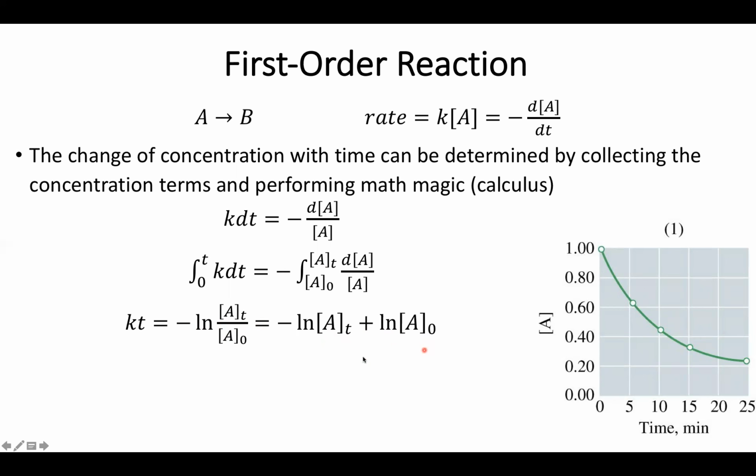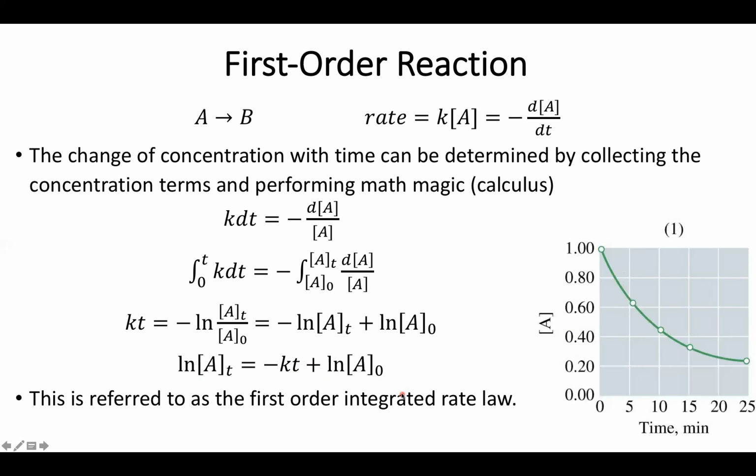Then we can go ahead and rearrange things, move our log over to this side and our kt over to the other side. And what we have is the natural log of your concentration of whatever reactant you have at time t can be given by the negative of the rate constant times time t plus the natural log of that initial concentration. A good way to look at this is that our initial concentration gives us where we start, and then we're going to be taking away from that. We're going to be taking away more concentration as more time goes on. And this basic equation is referred to as the first order integrated rate law.